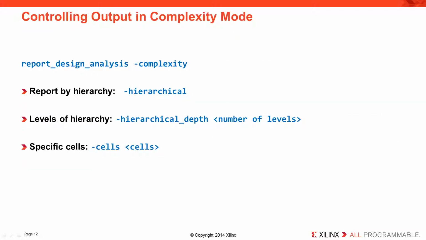Here are the options that can be used with complexity to control the report output. The -hierarchical switch reports the complexity metrics on a hierarchical basis, while the -hierarchical_depth switch specifies a number of hierarchical levels to include. By default, only the first level of hierarchy is included. The -cells option can also be used to report complexity on specific non-primitive cells. Note that for very small cells, the metrics may be meaningless and the report will indicate that.